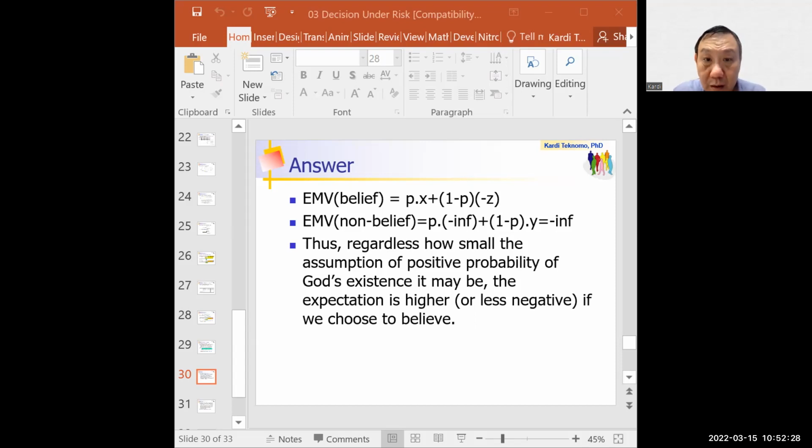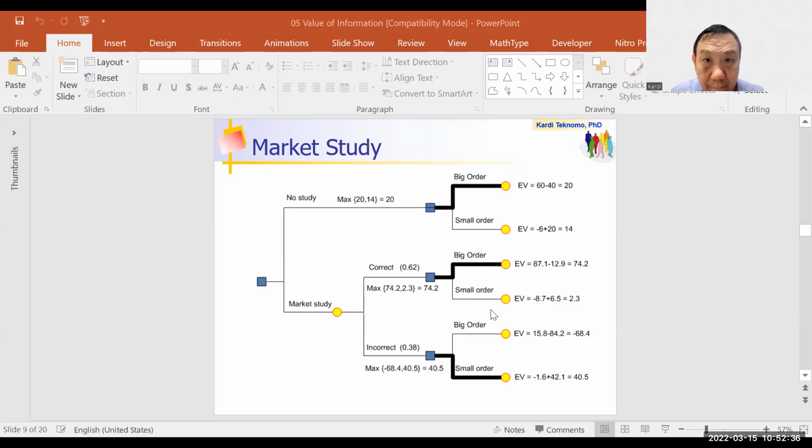Sir, your slide is still in the EMV, the cutting where we, yeah. This one. It's back. Okay, can you see it? Yes, yes. Yes, yes. Okay.